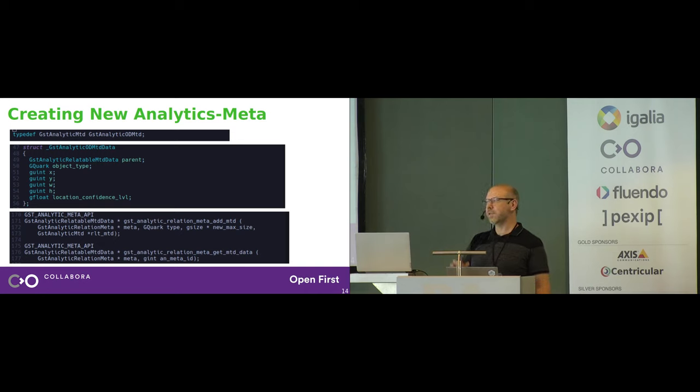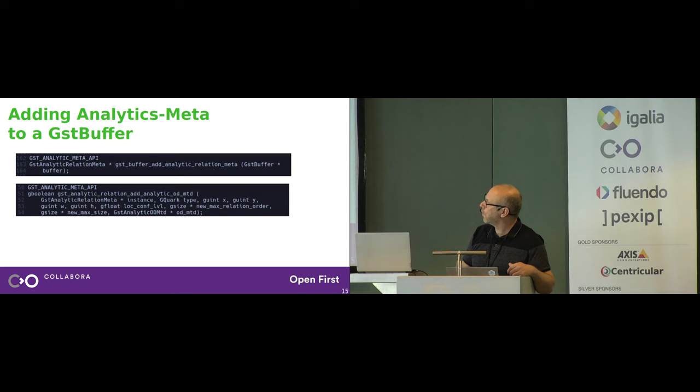I think the API to create new metadata is relatively simple to use, and it has the benefit that you'll be able to relate your custom metadata to existing ones, or even a new one that you didn't think about. So you're not stuck with a predefined scheme of relation between metadata. It's flexible.